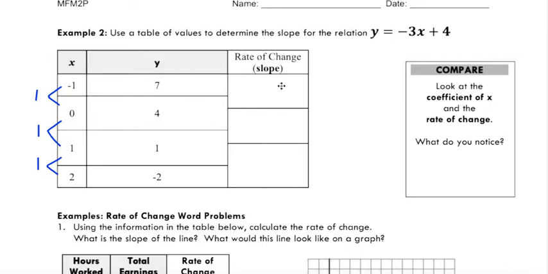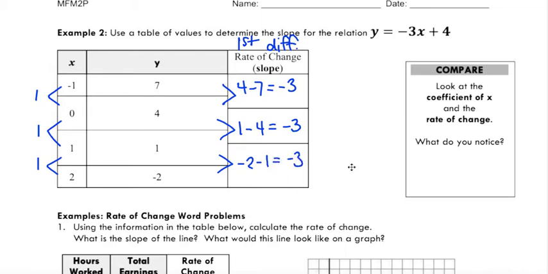And now I'm going to calculate my rate of change. So again, in order to find my rate of change or my slope or my first differences, they all mean the same thing. I take my y column, I take the number below and subtract the number above. So 4 minus 7 is minus 3. Then I do the same thing for each of those. 1 minus 4 is equal to minus 3. And negative 2 subtract 1 is equal to negative 3. So all of my first differences are the same, therefore I have a linear relation.